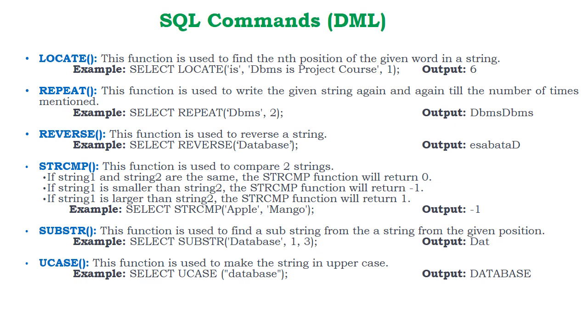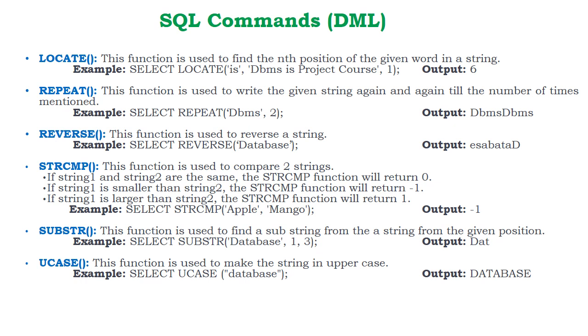REPEAT. How many times you are going to repeat the same word? So we can display, for example, DBMS comma 2. So 2 times the DBMS word is repeated. REVERSE function. This function is used to reverse the string. For example, if your input is database, it will show the database in reverse order. Next is string comparison. It will take two strings and compare them. If both strings are equal, it will return 0. If the first string is smaller than the second string, it will return -1. If the first string is larger than the second string, it will return 1. For example, apple and mango. So the result is -1.